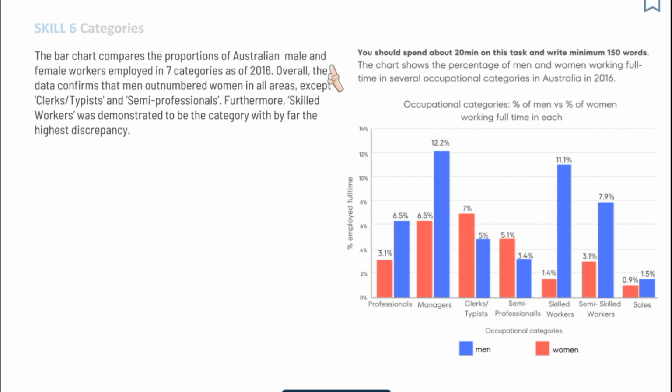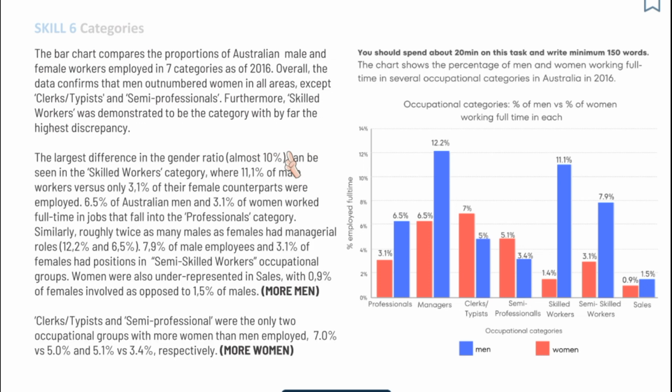So again, the overview has 2 key features, and these key features will also be the logic for splitting our report into 2 paragraphs. So in the first body paragraph, we will talk about occupational categories with more men than women. And in the second body paragraph, we will talk about groups with more women. It will be only 2 groups.